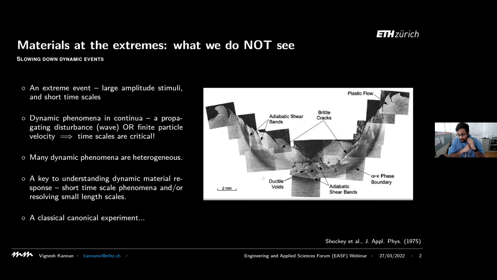So this is an example of a canonical experiment where you have a high velocity impact into a steel plate, and you can see a whole slew of mechanisms that kick in. And our objective is in trying to isolate some of these mechanisms and understand these mechanisms in more detail, right?